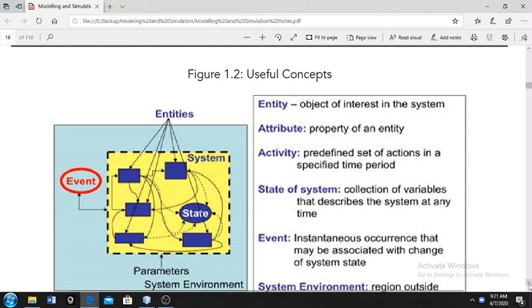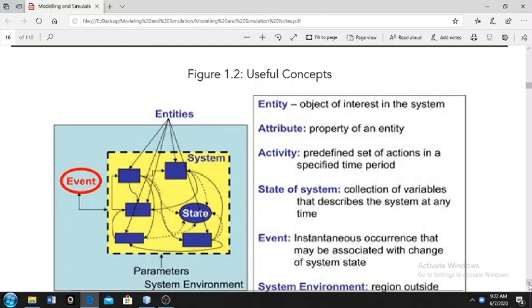And an entity has attributes. An attribute is a property of an entity. For a student, we have attributes like the registration number, the name, the date of birth, the gender, the photo. So these are attributes which characterize a student.